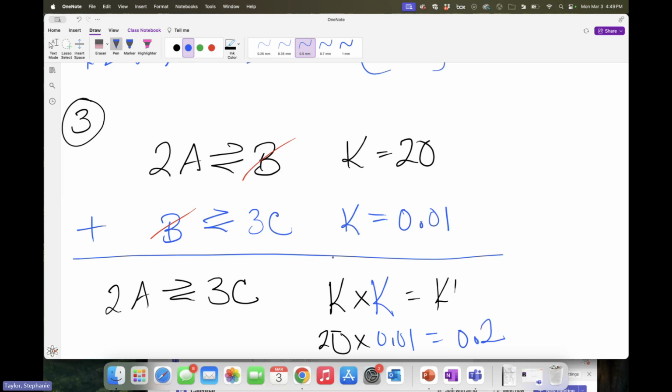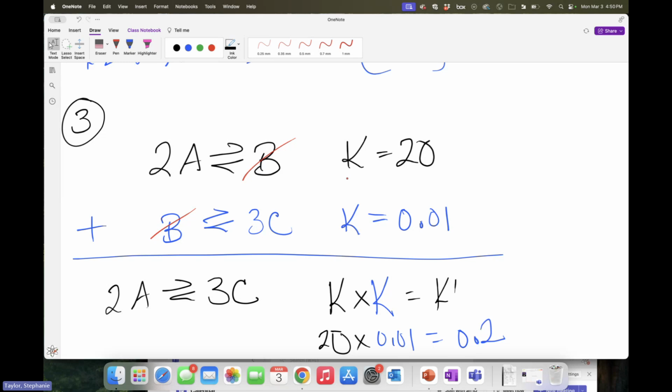So adding together reactions will make me multiply by values of K. A lot of the manipulations of K require you to think about how the chemical reaction is related to the K expression, because it's never the same.